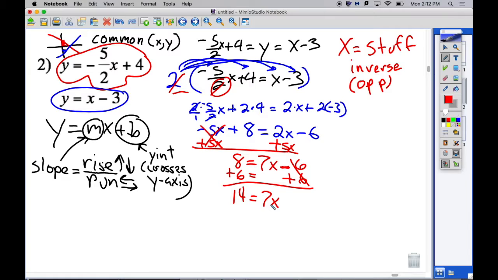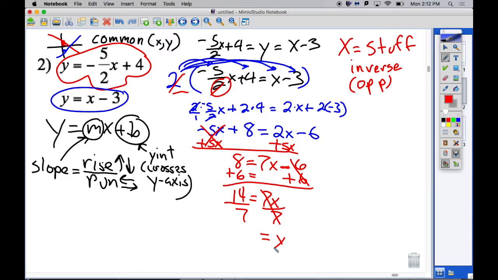Is x by itself? No. What's in front of the x? 7. What does that mean, 7x? You're timesing 7 by x. What's the inverse operation of timesing or multiplication? Divide. So what do I got to do? Divide by 7. We're only dividing by 7 because I want the x to be by itself when I'm done. So 7 divided by 7 is just 1. 1 times x is x.